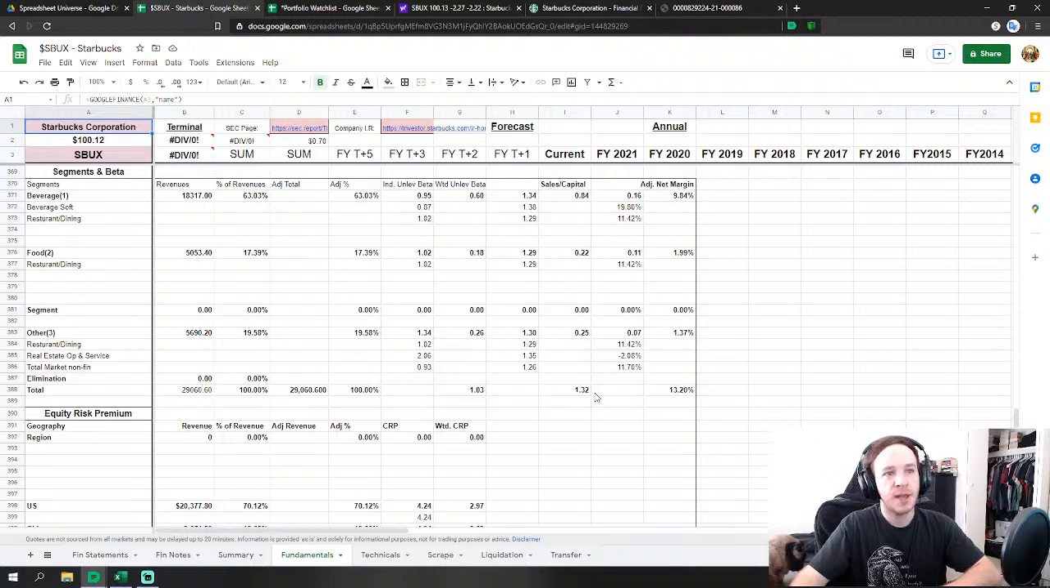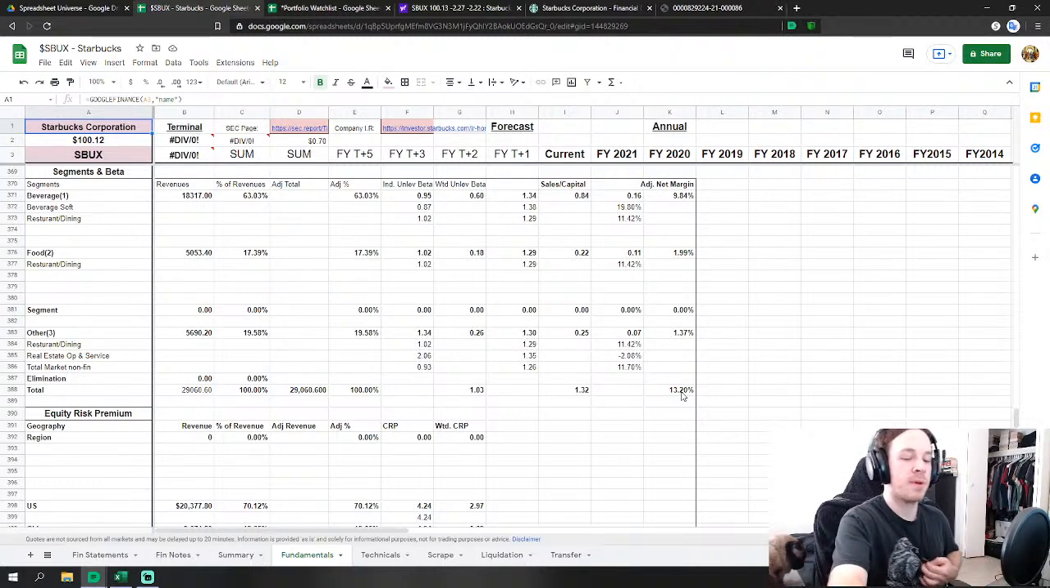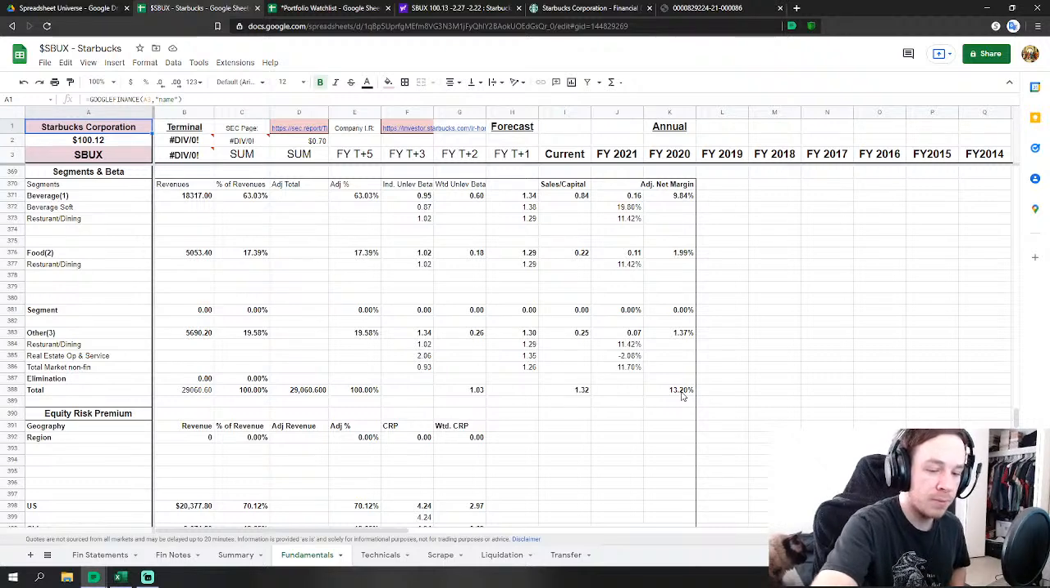So pretty high sales to capital and net margin expectations, but that is counterbalanced with a relatively high unlevered weighted beta.